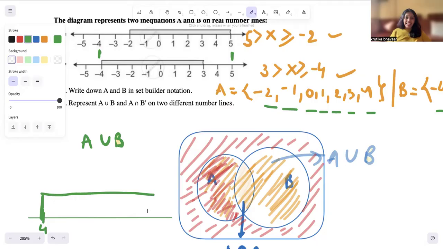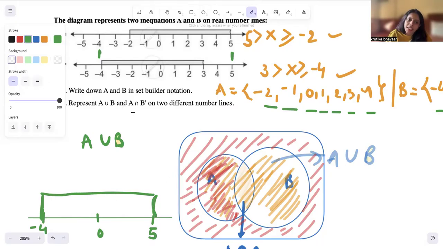Okay. And at 5, what happens at 5? Sorry, -4. What happens at 5? At 5, it is an open bracket in A, right? And in B, it was not included, but in A, if it was included, we're going to take the extreme limits of it. And the bracket is going to be open. So this is how you represent it on number line.